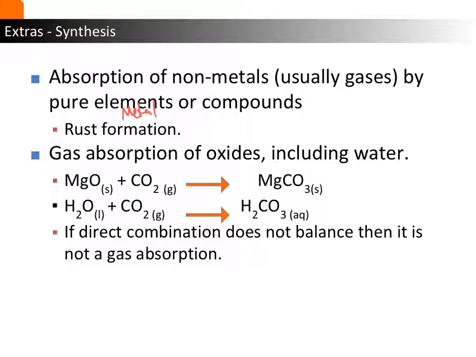It could be a compound. Like the example we have down here, the compound magnesium oxide would combine with carbon dioxide in the atmosphere to create magnesium carbonate. That is a 1-to-1 ratio, and if it doesn't balance 1-to-1, then it's not considered a gas absorption. So when you're reading a problem in an FRQ, what you look for is the keyword gas absorbed, or something is synthesized together, something like that.